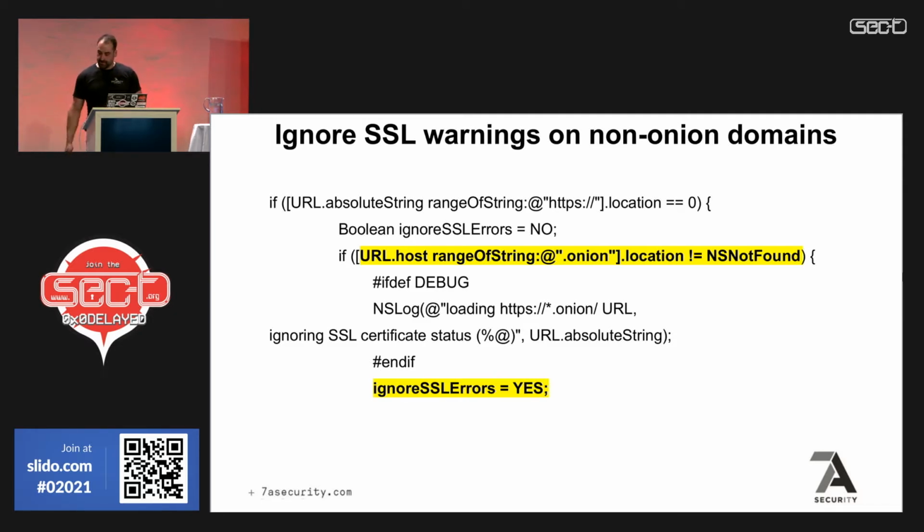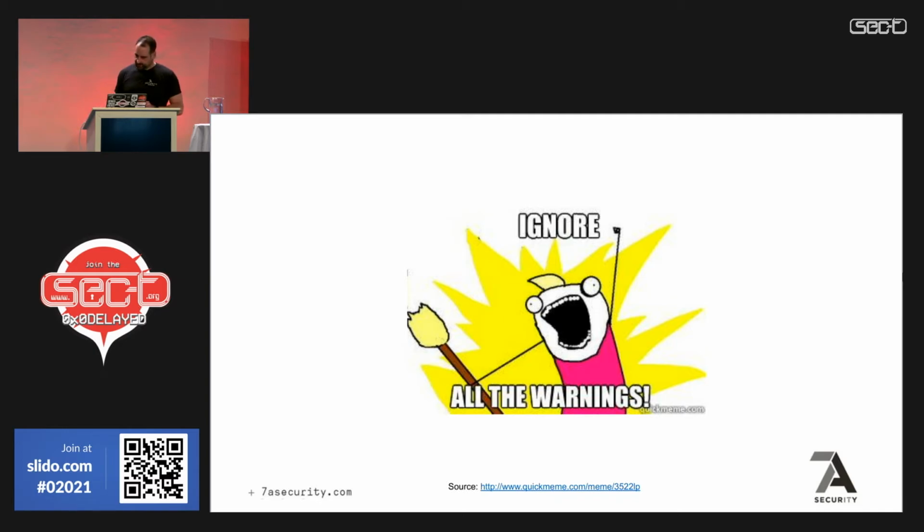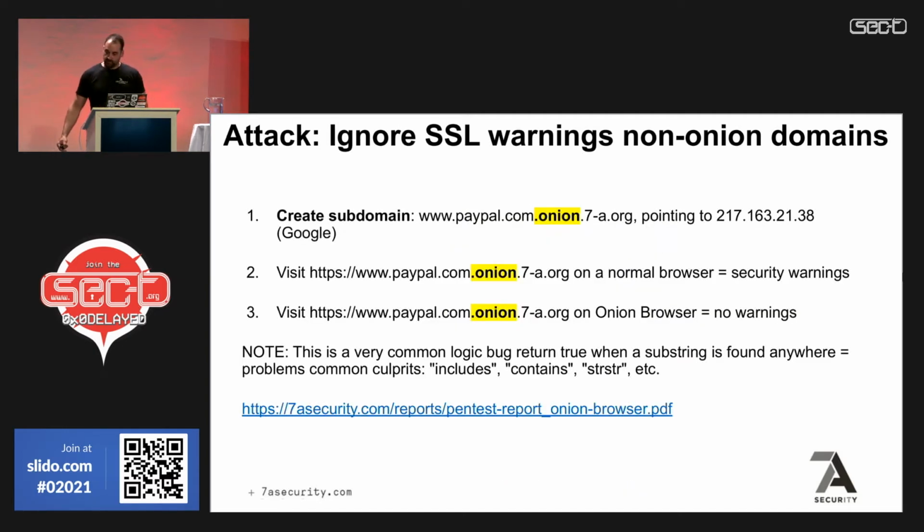But there's a problem here, because this is actually a very common problem when you do code audits, because it's just looking for .onion somewhere, not .onion at the end of the host name, right? So yeah, this is going to ignore all the warnings, and we demonstrate the vulnerability like this, right? So we created a subdomain like www.paypal.com.onion.something-else, the domain we own, and then we make it point to a Google IP address. So when you visit that domain from a normal browser, you would get security warnings. But when you visit it from the Onion browser, there were no warnings, right?